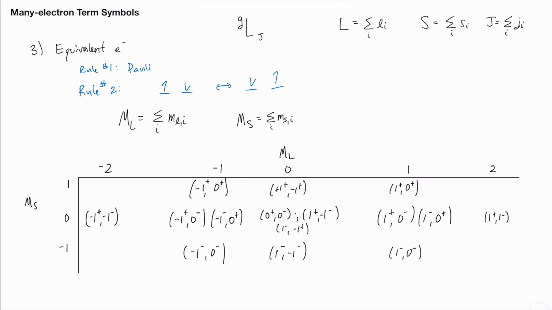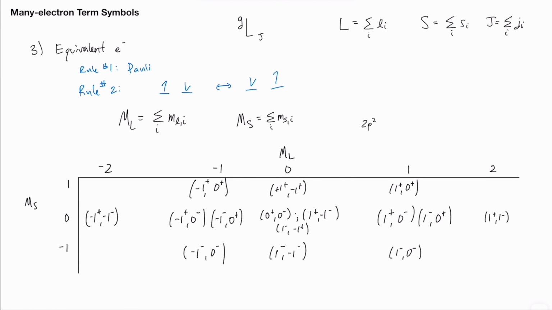Okay, so the largest possible M sub L that you can get for the example we're going to do, which is 2p2, is 2. This corresponds to an m sub L equals 1 for electron 1 and m sub L equals 1 for electron 2. And the absolute smallest you can get is -2. And then for M sub S, the largest you can get would be 1. This would correspond to both electrons being in an up configuration. And the smallest you can get is -1. This would correspond to both electrons being in a spin down configuration.